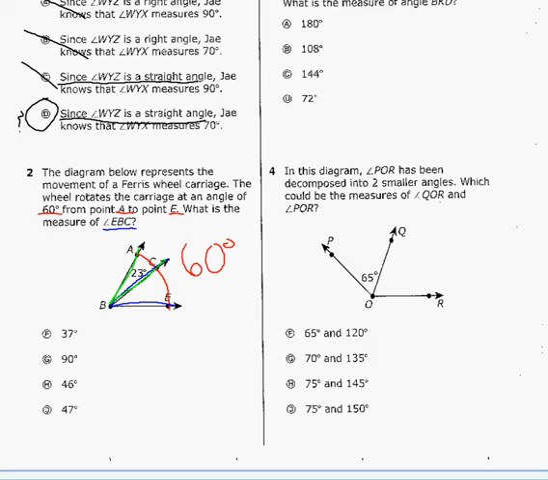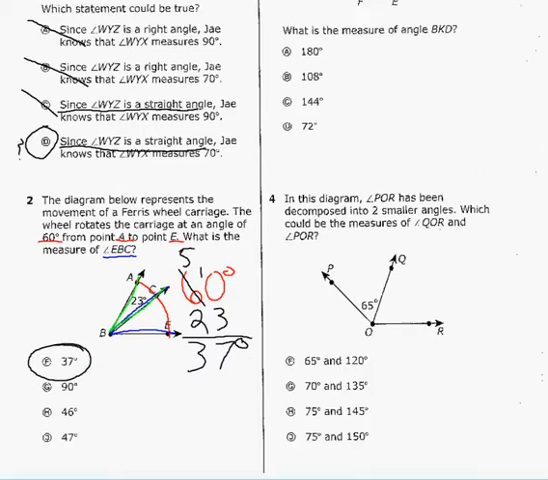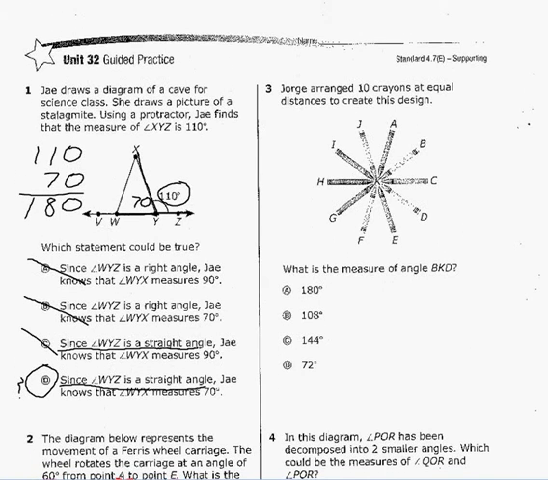So 60 minus 23. Need to regroup. That becomes a 5. That becomes a 10. 3 from 10 is 7. Then 2 from 5 is 3. So that gives me 37 degrees. And I look here, and that's my first answer choice right here, 37 degrees. Go ahead and look at problem number 3.